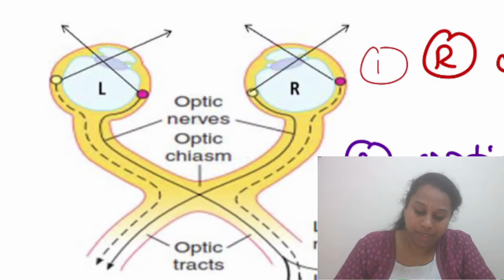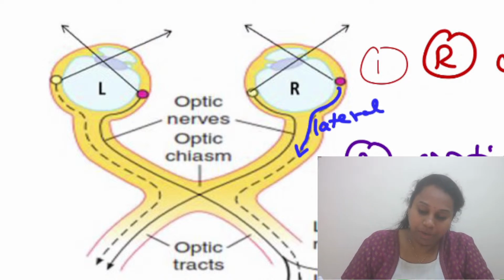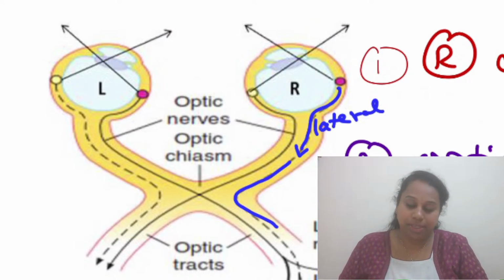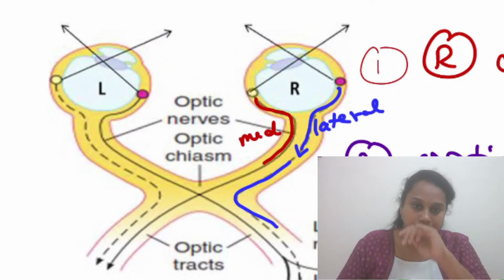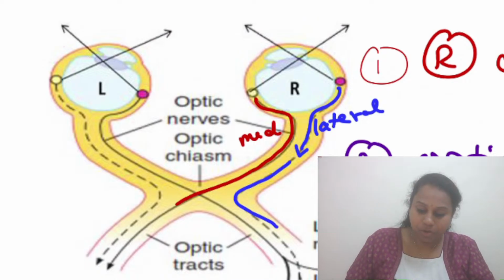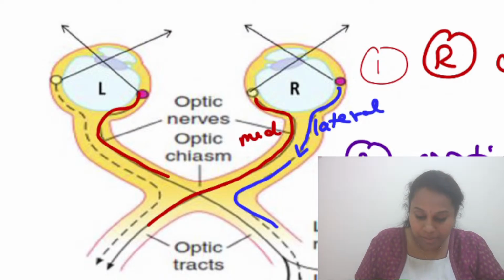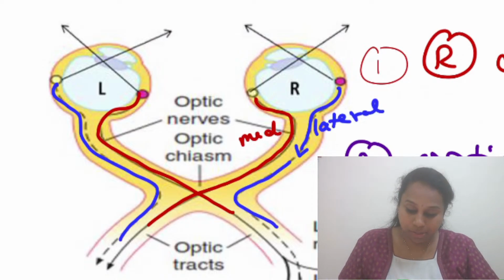After this, they are taken by the optic nerves, and optic nerves have a lateral fiber. The blue one is the lateral fiber, which goes uncrossed. So lateral fiber goes laterally, it does not cross to the other side. And there's also a medial fiber. I'm tracing it in red now. The medial fiber crosses and goes to the opposite side. So from both the eyes, the medial fibers cross, whereas the lateral fibers go uncrossed. And this area where they cross is called the optic chiasm.